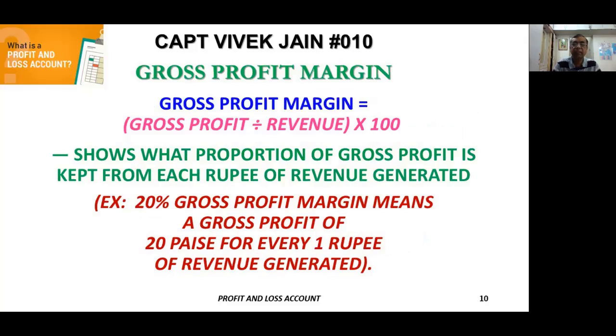Gross profit margin for the purpose of calculation is very simple. Gross profit divided by revenue and multiplied by 100. It gives the margin in percentage. For example, if one says that my gross profit margin is working out at 20%, it means a gross profit of 20 paise for every 1 rupee of revenue generated.